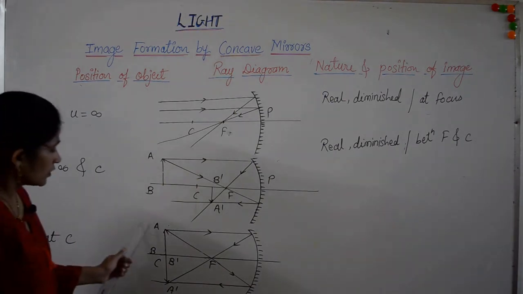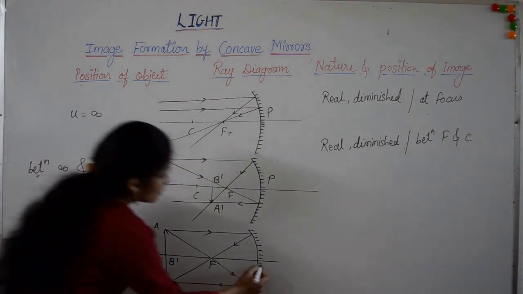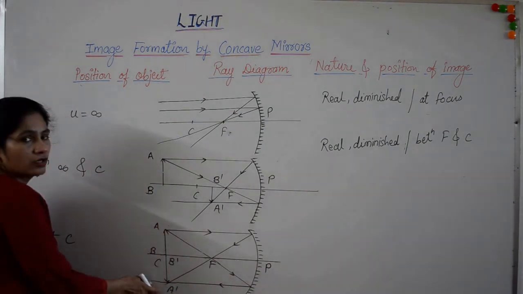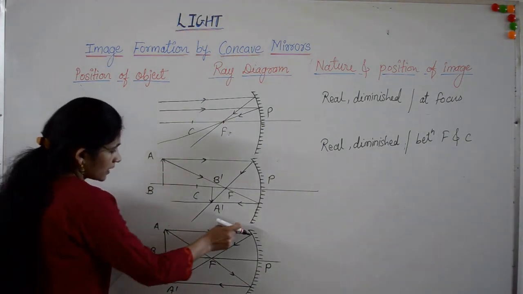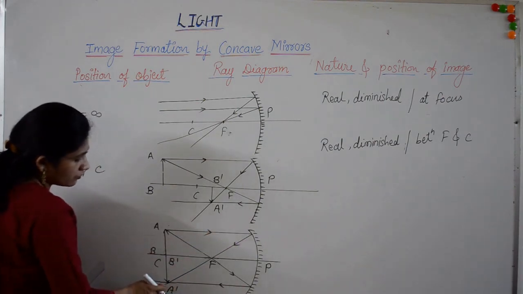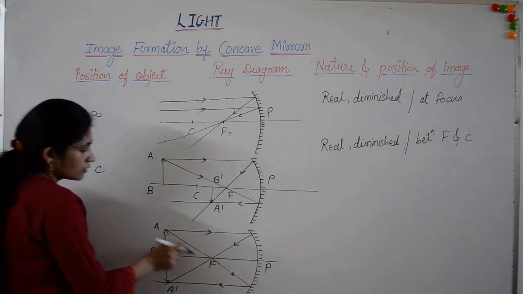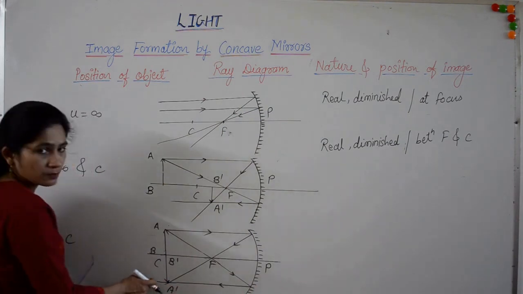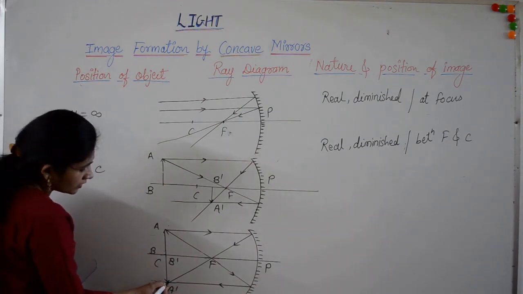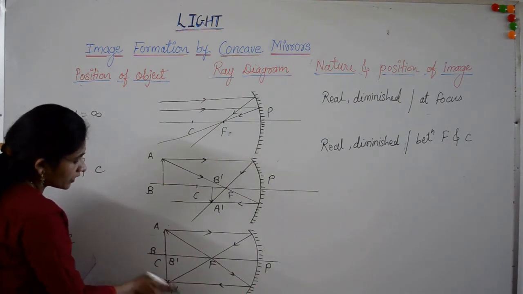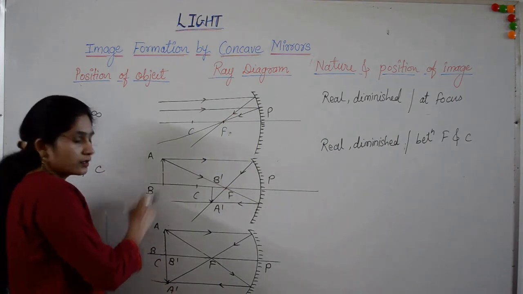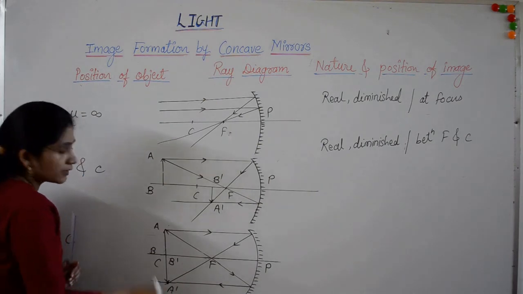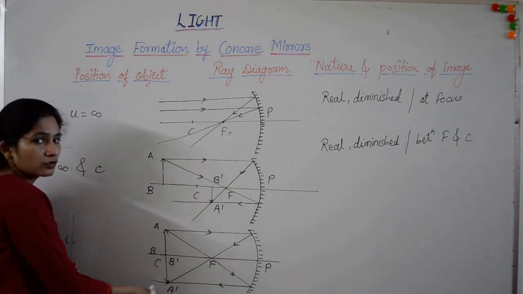Now you can see when the object is at center of curvature, the image also forms at the center of curvature. Two rays we have taken, one which is parallel to the principal axis, it passes through the focus after reflection. Second, which passes through the focus, after reflection it goes parallel, and where these two rays intersect, there we get the image of point A dash because we have taken the rays from point A. Therefore, where the reflected rays meet, at that point the image of A is formed.